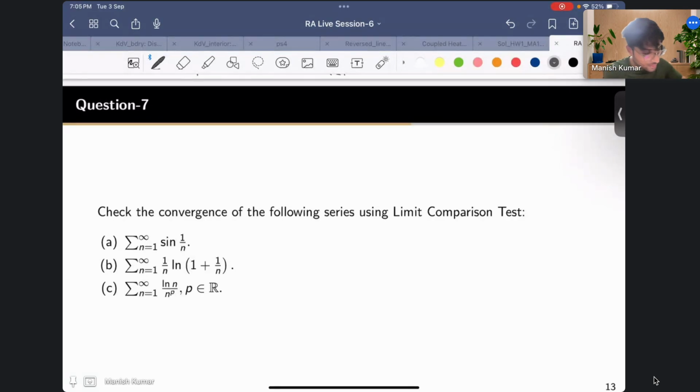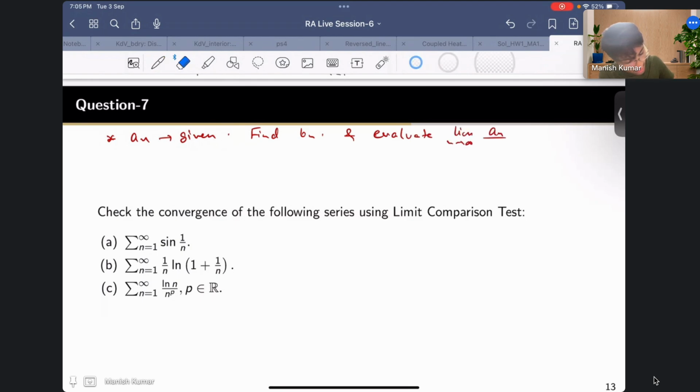So see what you do in the limit comparison test. You have an, so an is given to you, and you try to find bn. The goal is you find bn and evaluate the limit n going to infinity of an upon bn, right? This is what you do.